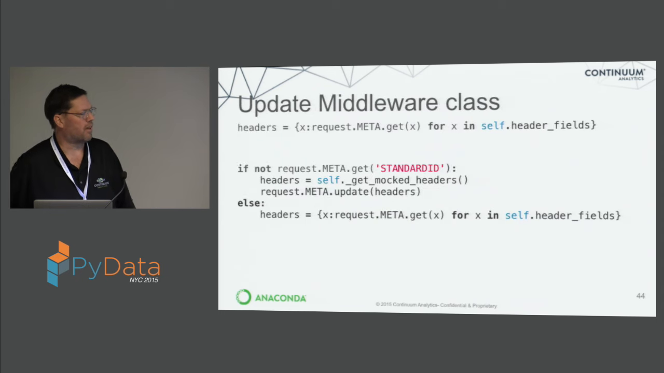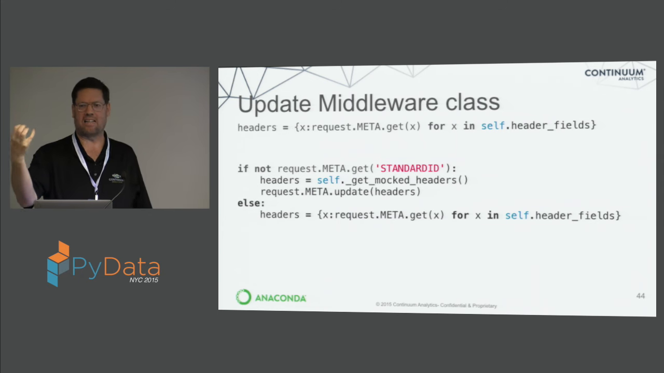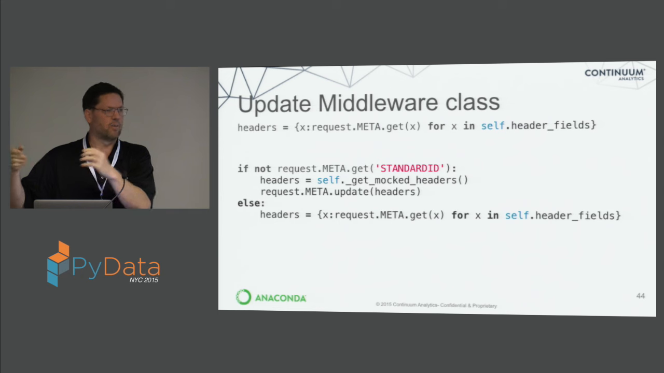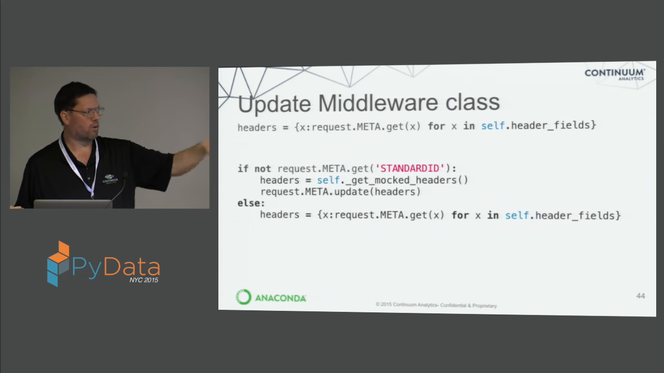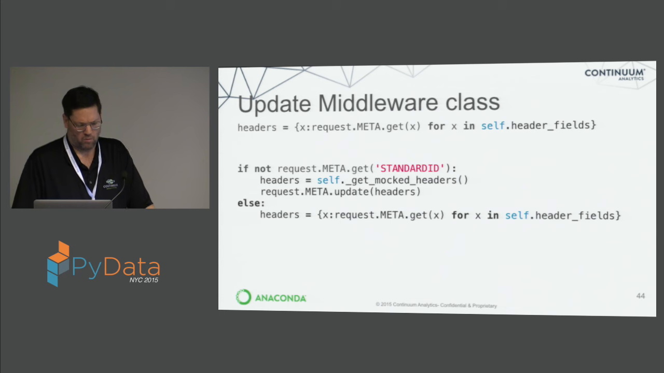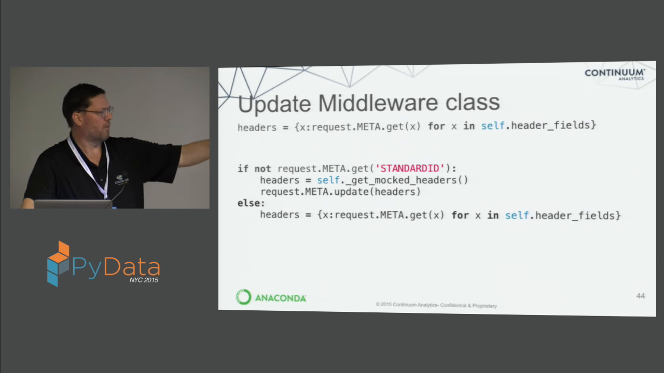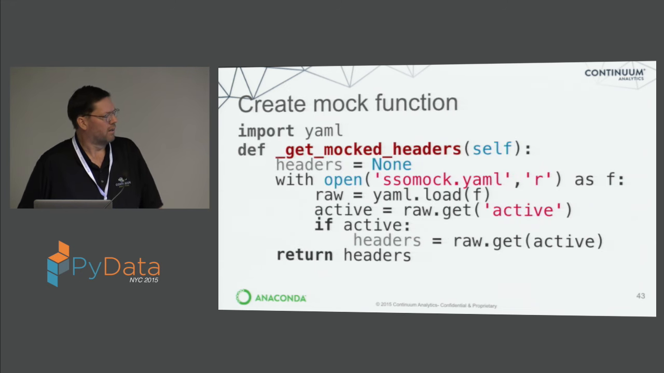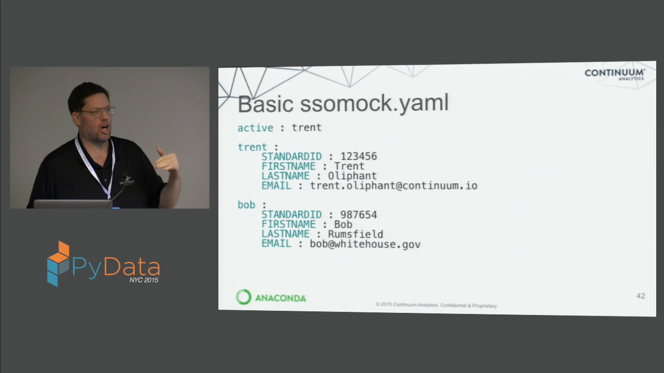And here's the code itself. In the middleware class, we just updated it to see, is there a standard ID that came in? Because that was added by the SSO agent. That's how we got those headers in there. So if that's already there, then don't worry about it, we do what we did in the normal class. Otherwise, our headers are now our mocked headers. Then this is just the code for us to be able to switch quickly. We just go into this YAML file, and I replace Trent up there with Bob, and all of a sudden when I go to view the page, it thinks I'm Bob.